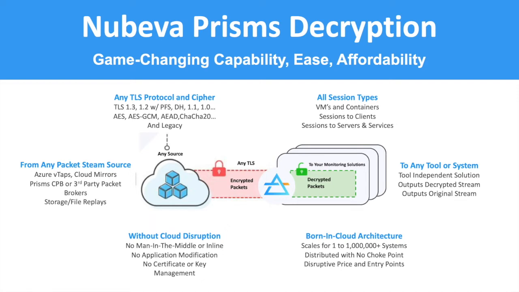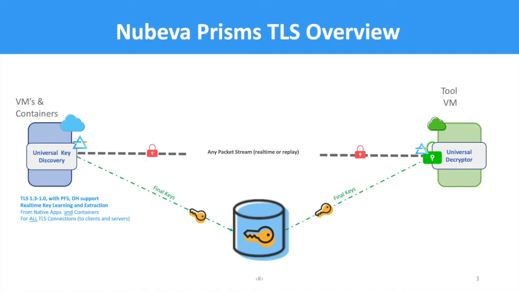Everything that Nubeva Prism does, we're a born-in-the-cloud company with a born-in-the-cloud architecture. Scales up to millions of systems, no choke points. Everything at a disruptive price. So let's take a deeper look at some of the use cases.